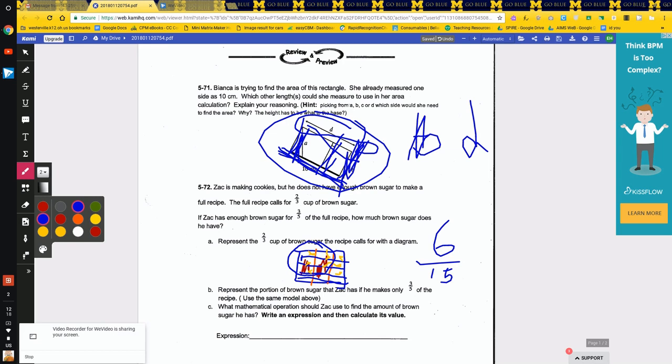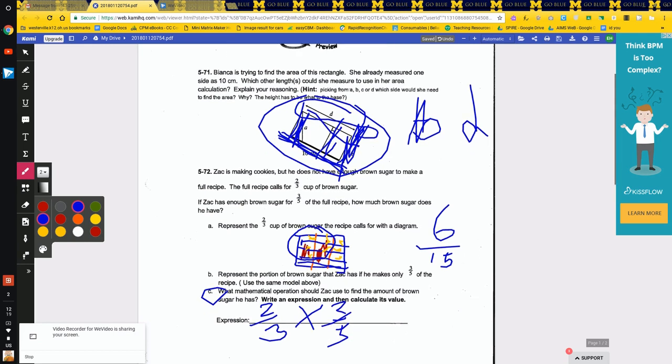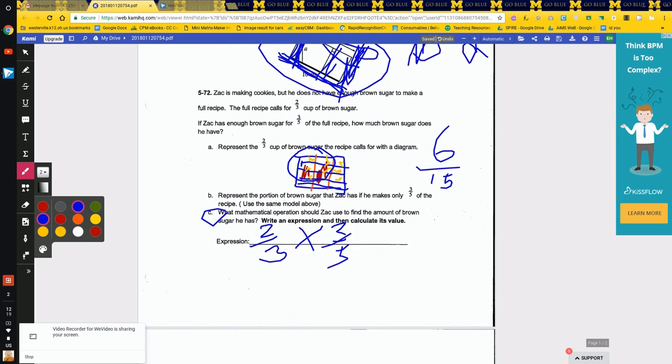In order then to represent the mathematical operation, we did 2/3 of, which means multiply, of 3/5. We got 6/15, which divided by 3 would be 3/5. So 3/5 is your answer when we simplify it. So again, Zach has 3/5 cup of brown sugar.